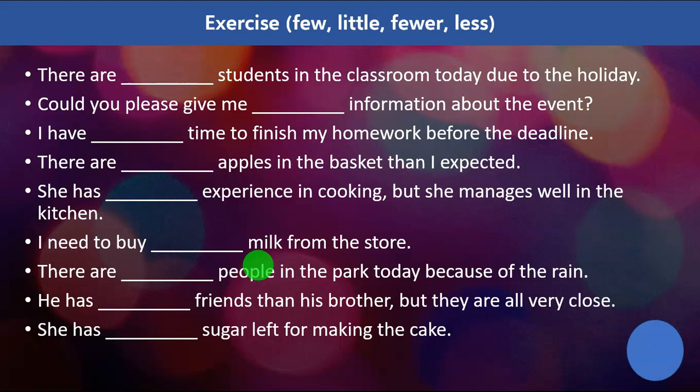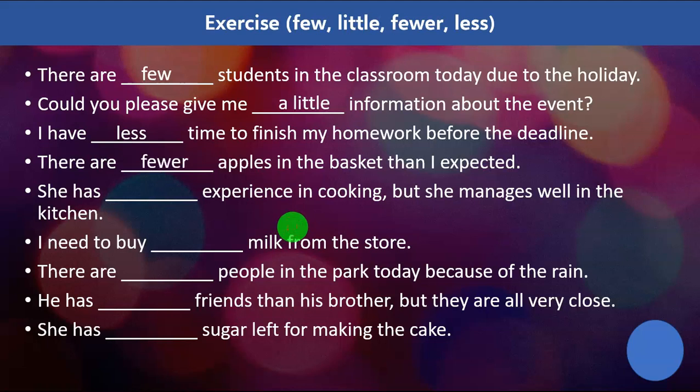I'm sure you're ready with the answers now. Number 1, there are few students in the classroom today due to the holiday. Number 2, could you please give me a little information about the event? Okay, remember the comparison. Okay, positive, better than nothing. Yes, this person has no information and we are talking of a little information. Number 3, I have less time to finish my homework before the deadline. You can't say I have few time to finish or I have fewer time to finish. No, I've already given you the explanations for that.